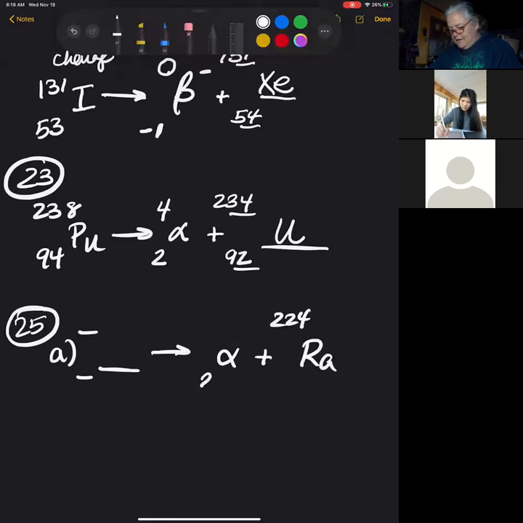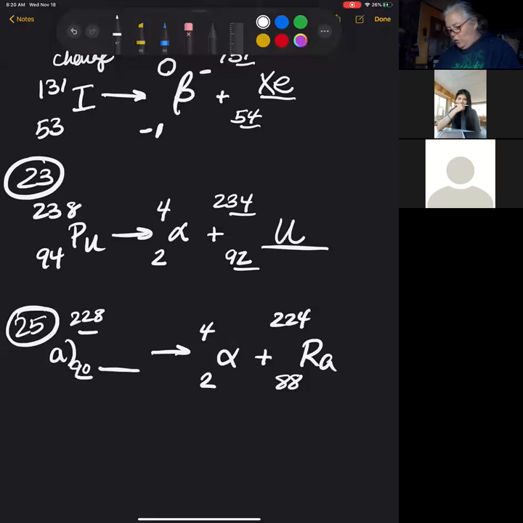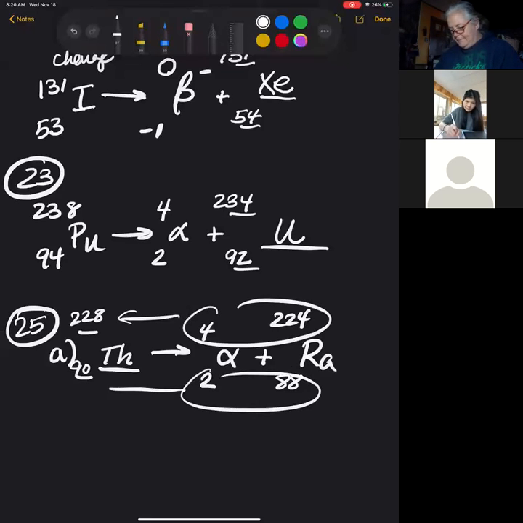Okay, so the first thing I do is I write a 2 and a 4 for the alpha. I go up and I go over and I look up what radium is, and radium is 88. So again, the top has to add up and the bottom. So the top, over on this side, I've got 4 plus 224. So this is 228. And I've got 88 plus 2. So this is 90. So that is thorium. So I just add up the top and I add up the bottom. Okay, like that. And then I look up what element it is.